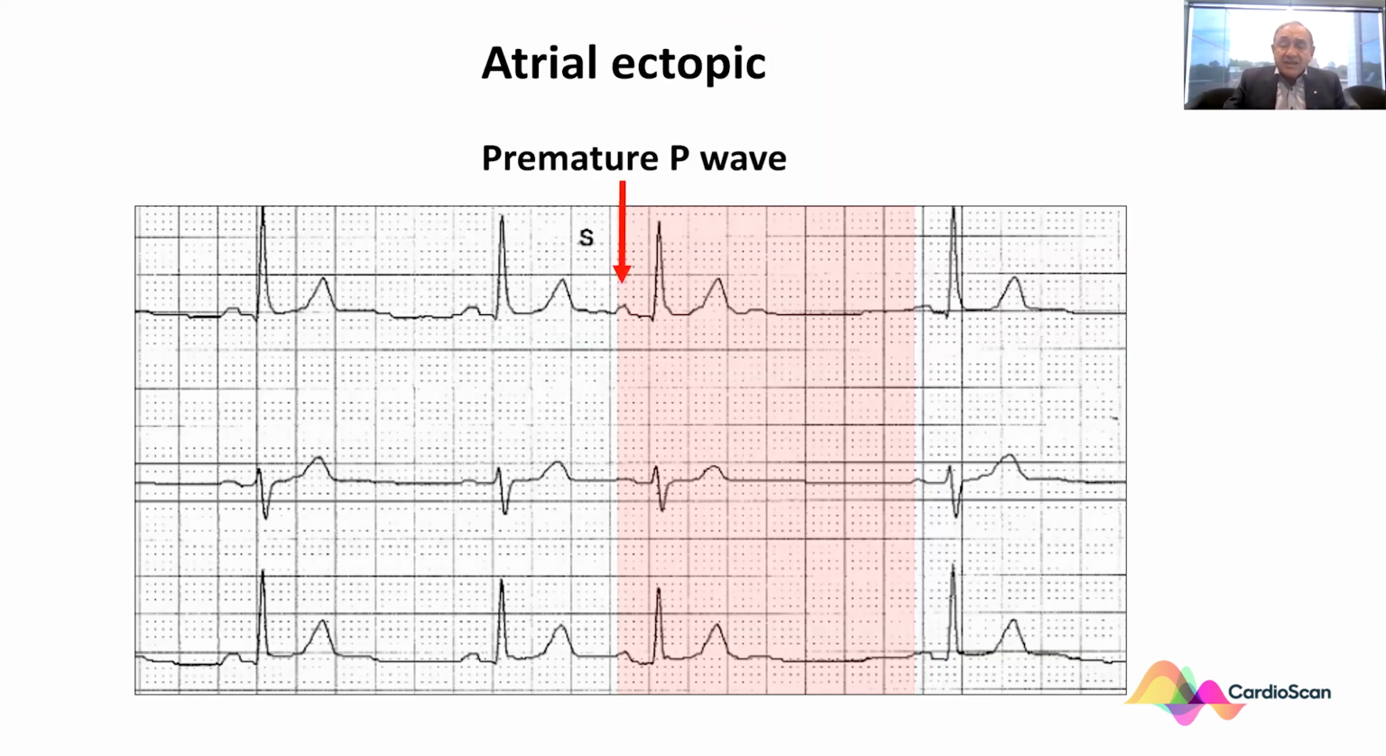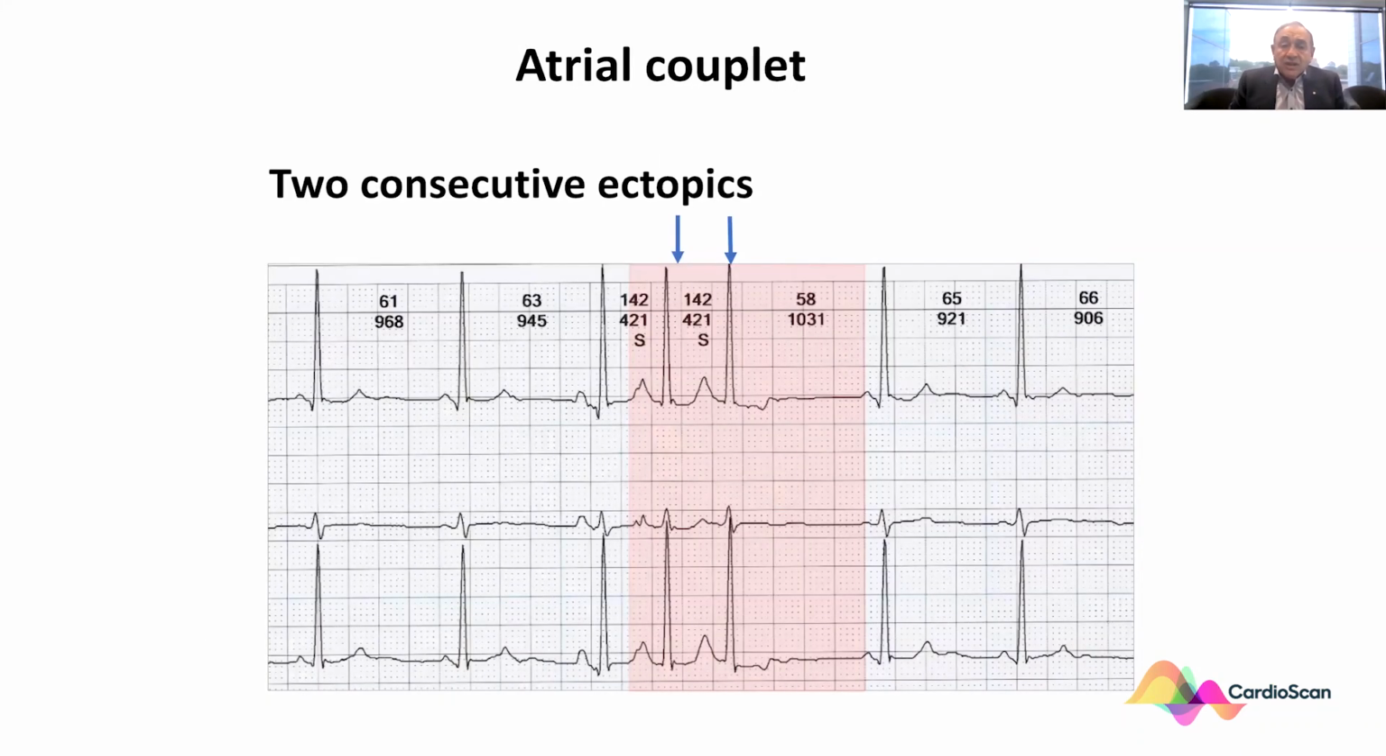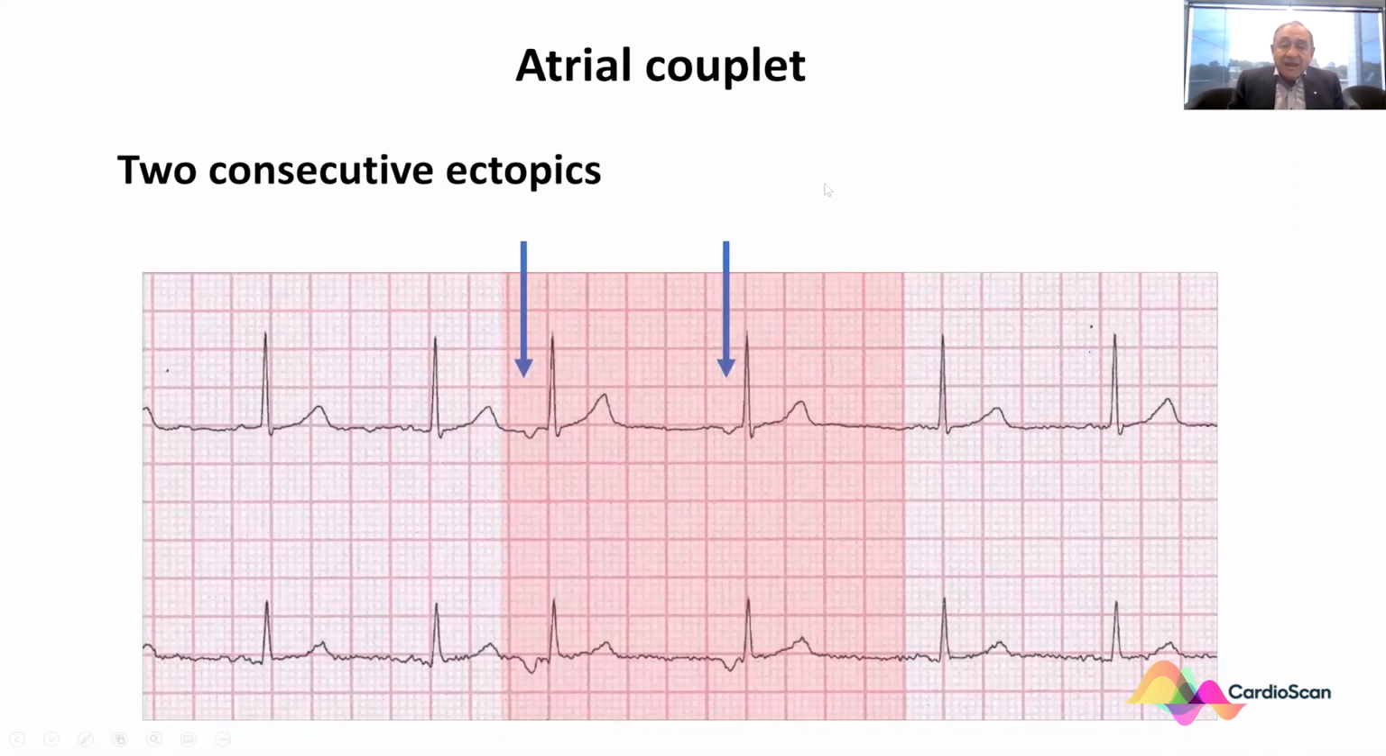An atrial ectopic has a premature P wave, a QRS which is identical or near identical to the sinus QRS, and there is a compensatory pause. 2 consecutive atrial ectopics are called a couplet, and this is a common cause of SVEs. Here is another example of an atrial couplet, but it is not premature, but rather the second atrial ectopic, which is a low atrial ectopic, occurs well away from the first.